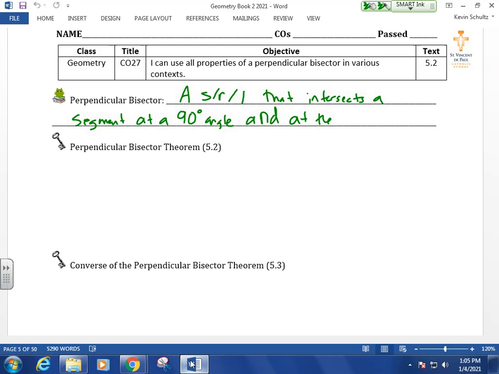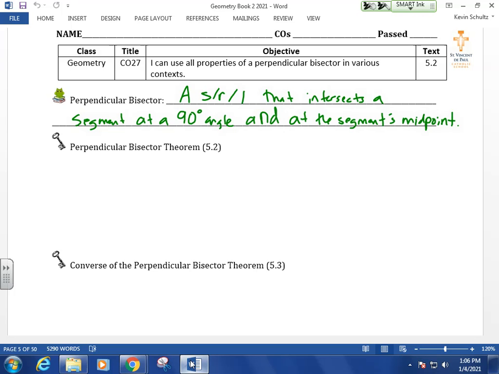And at the segment's midpoint. Okay, it is a segment, ray, or line that intersects a segment at a 90-degree angle and at the segment's midpoint. Two conditions for a perpendicular bisector. So let's draw one here for the perpendicular bisector theorem.